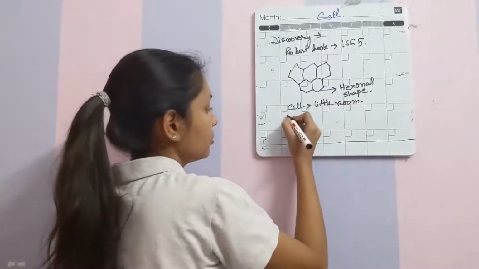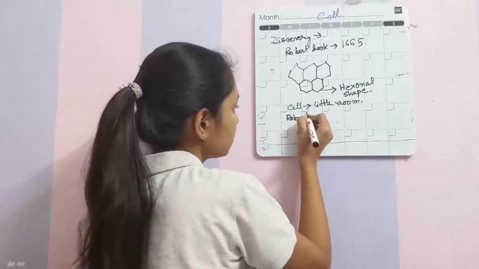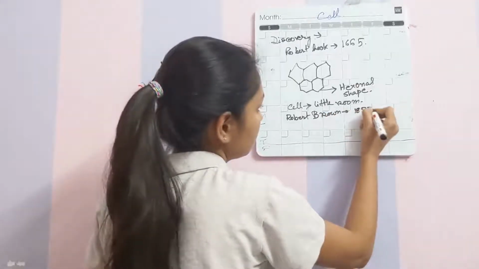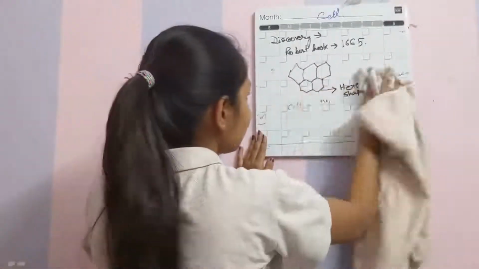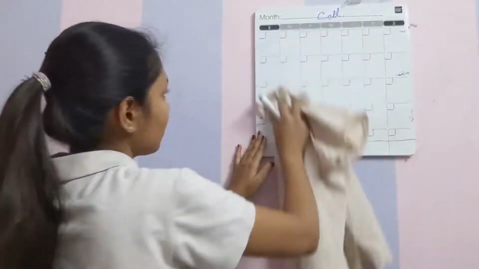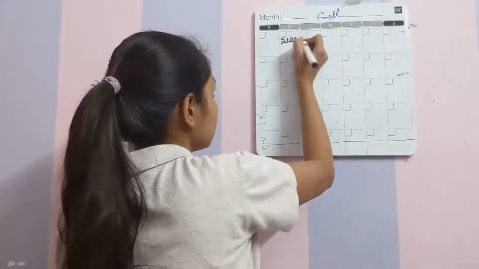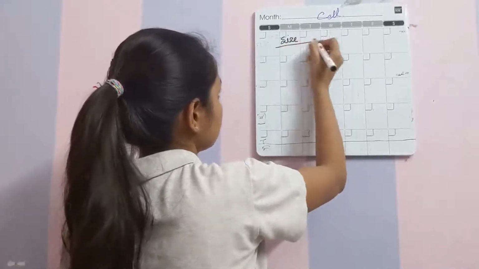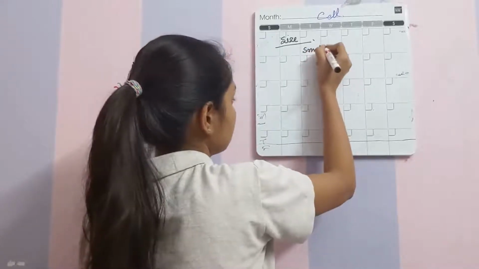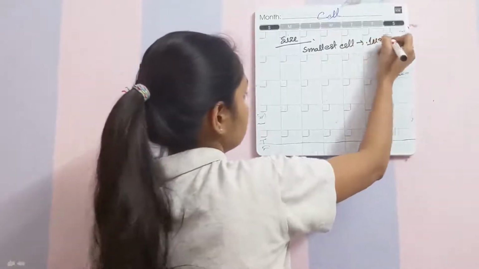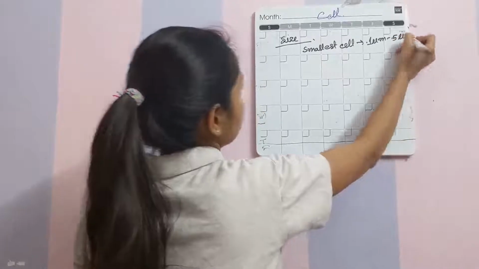Later on, Robert Brown in 1883 gave insight into cell structure. Now, different cells have different shapes and sizes. Basically, the shapes are round, and the smallest cell size is 0.1 micrometer to 0.5 micrometer.